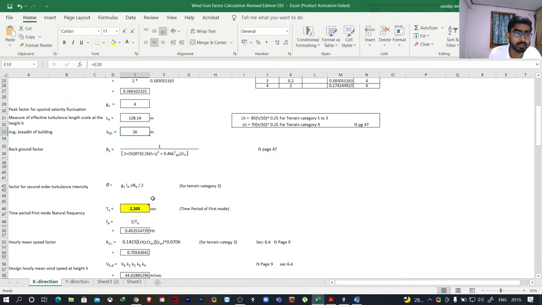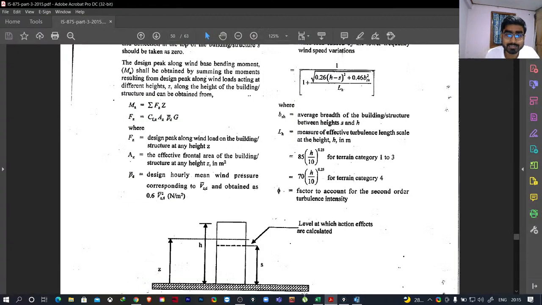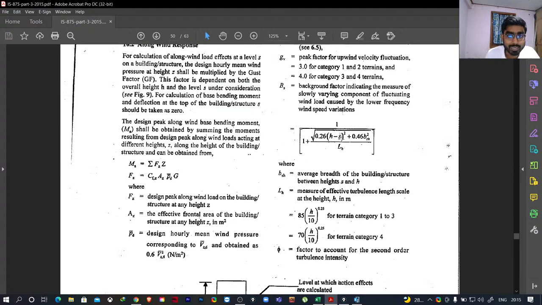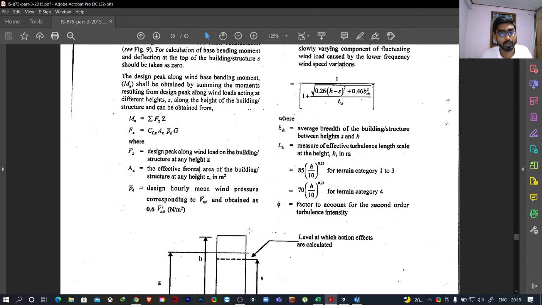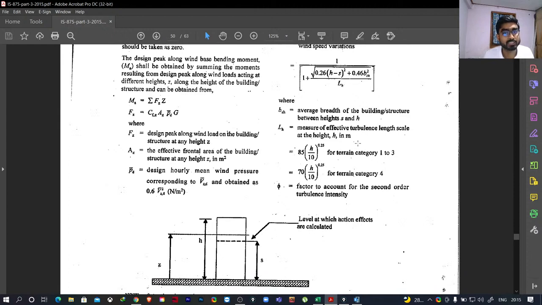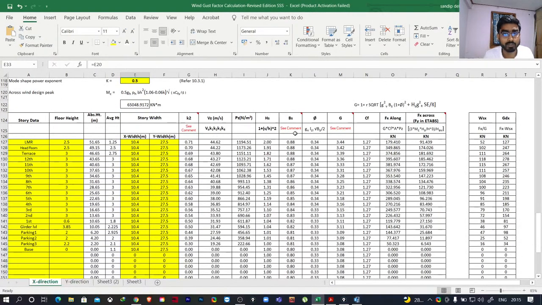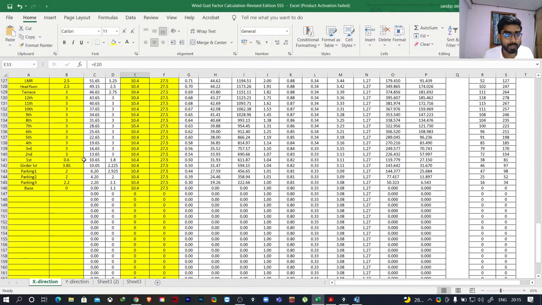Then we have BS, the background factor. We have calculated it using this formula. We have got all the values, H, S, BSH and LH. Considering all this, we can find out the BS. That's why we have used this to make the calculations easier. Now these BS values will be variable values. Why variable? Because it is about different heights. This S will not be fixed. For the first floor it may be 3 meters, for the second floor this S value may be 6 meters, for the third floor maybe 9 meters. So that's why it will be a variable, and you can see in the table that BS is a variable value depending on the height of the structure.